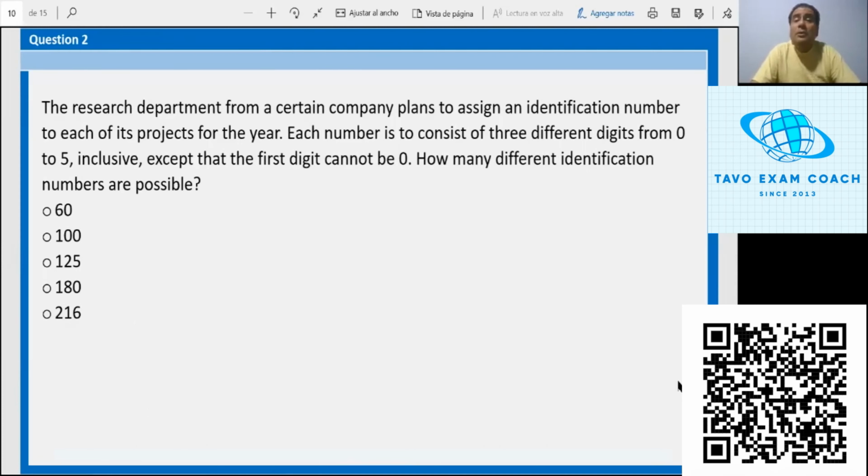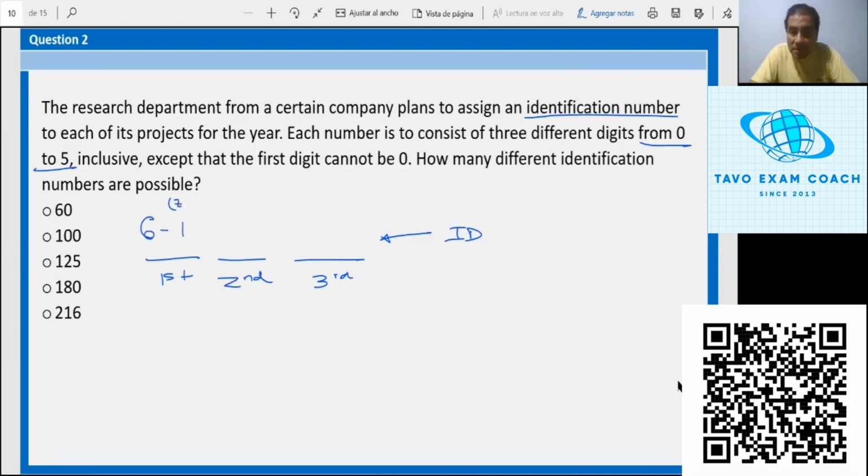We're talking about an identification number out of 6 possible digits. So we set up our 3 spaces, 1 for each of the digits of this ID. This is the ID. How can we pick this first digit out of 0 to 5? So we have 6 options, but since the first digit cannot be 0, it would be 6 minus 1. This one here represents the 0.